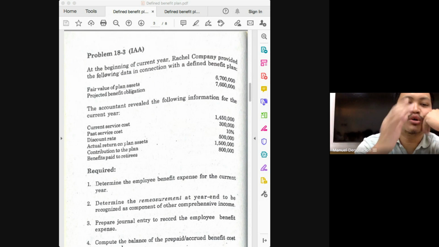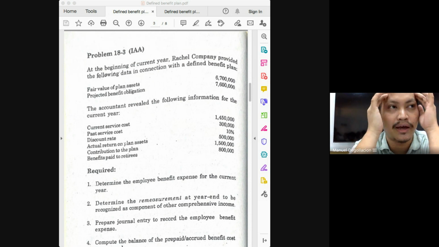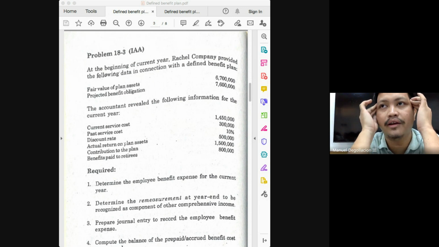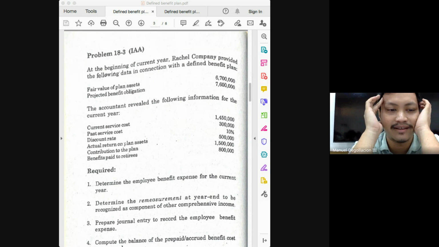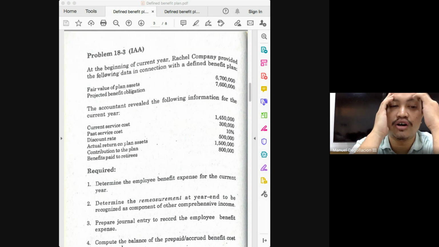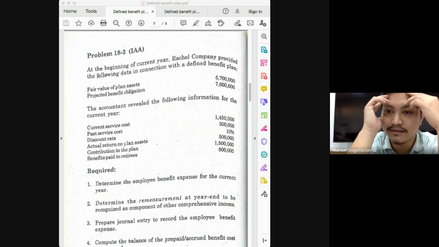Okay, the same first question, employee benefit expense. What are the components of your employee benefit expense class? Service cost and net interest. What are the three subcomponents of your service cost? Current service cost, past service cost, and gain or loss on settlement. Are we given the current service cost? Yes, 1,450,000.